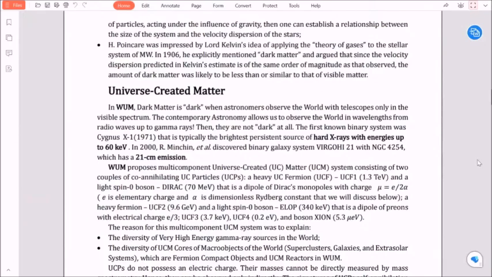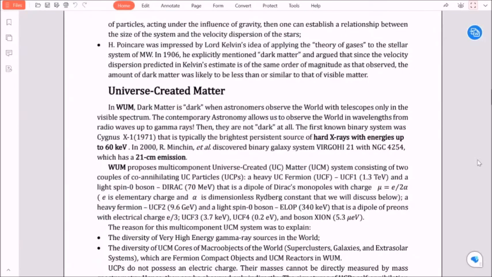Universe-created matter. In WUN, dark matter is dark when astronomers observe the world with telescopes only in the visible spectrum. The contemporary astronomy allows us to observe the world in wavelengths from radio waves up to gamma rays. Then they are not dark at all. The first known binary system was Cygnus X-1, 1971, that is typically the brightest persistent source of hard X-rays with energies up to 60 kiloelectron volts.